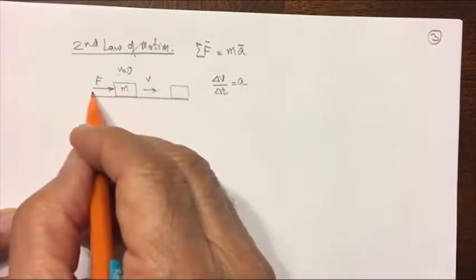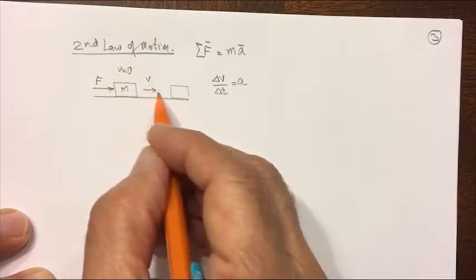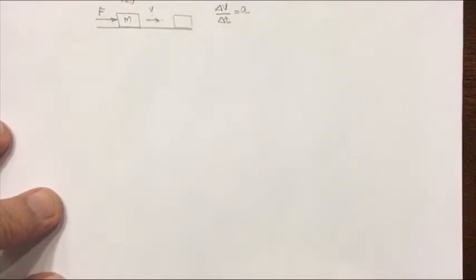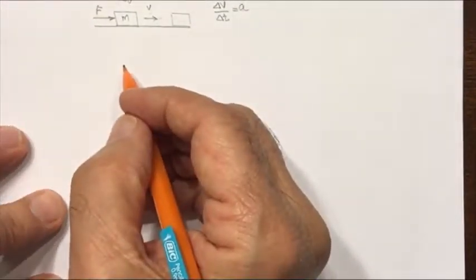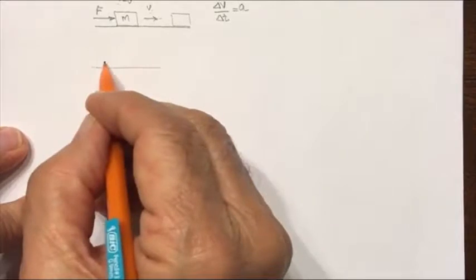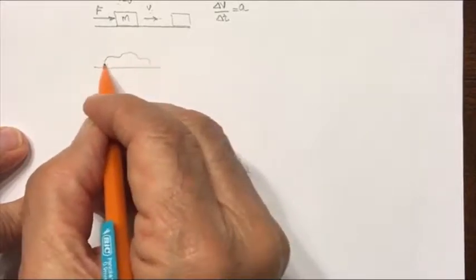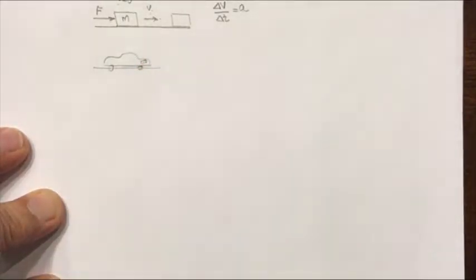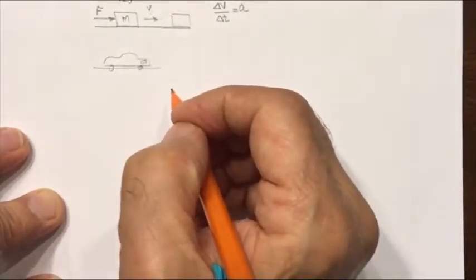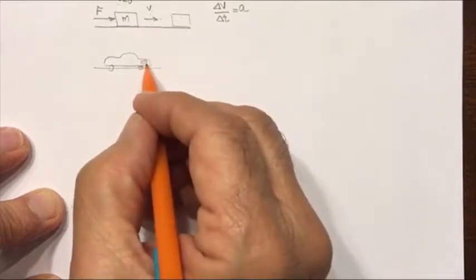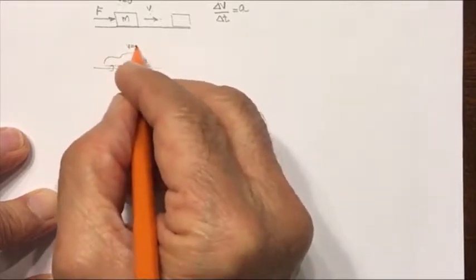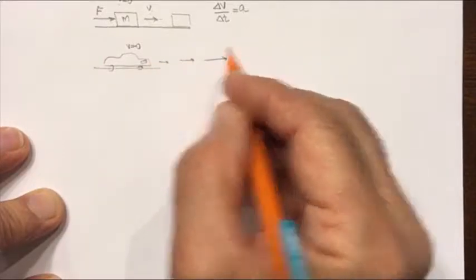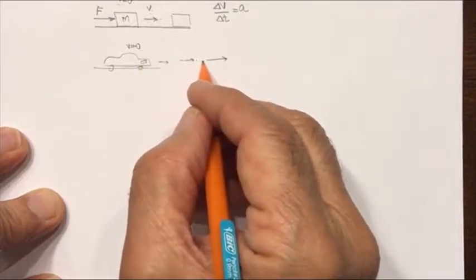Now, if you apply a small force, you will have a small acceleration. If you apply a big force, you'll have a big acceleration. We can think about that in terms of a car with an engine. You apply the accelerator and you don't press it very much. So the car, initially stationary, starts to move and gets faster.